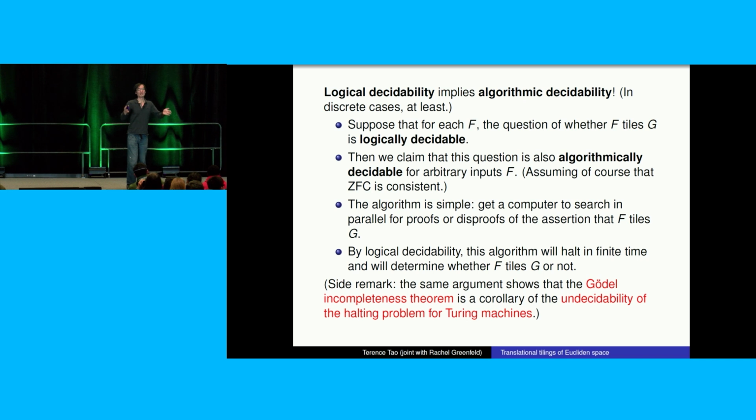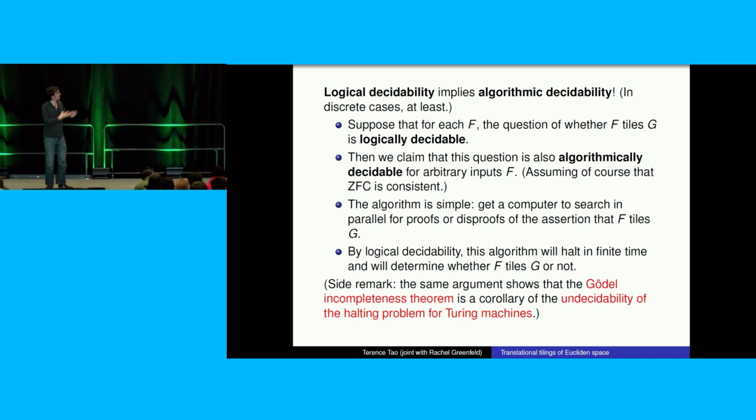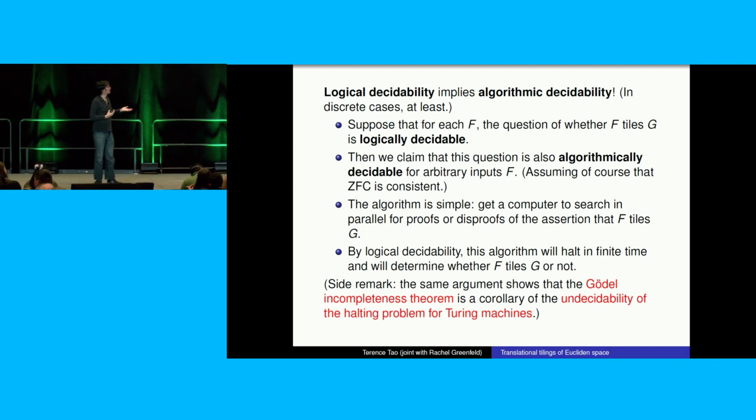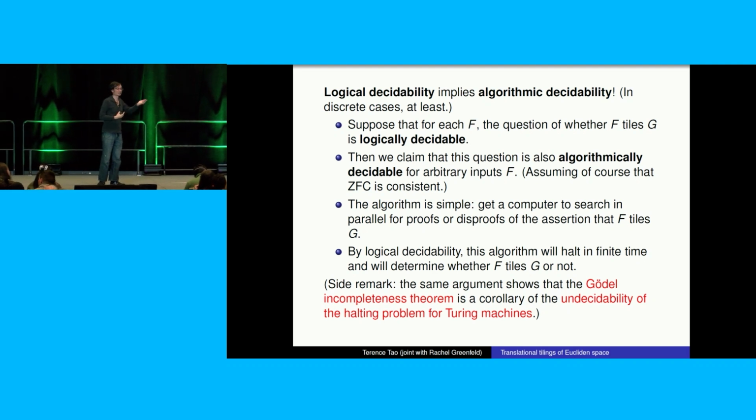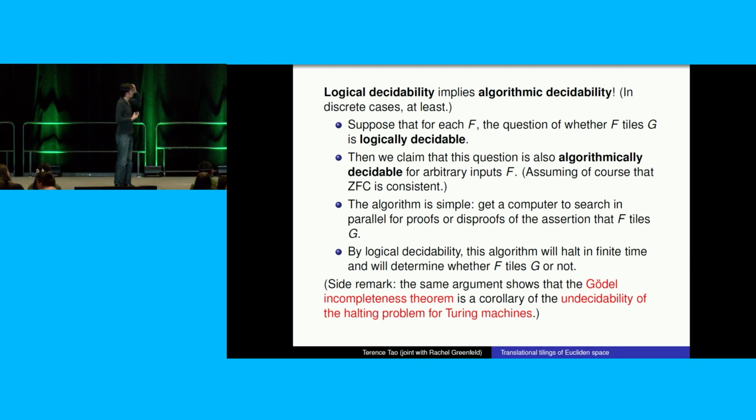This is not an algorithm you'd ever implement. This is a horrible algorithm performance-wise, but it is an algorithm that will terminate in finite time if you have logical decidability. And so this tells you that anything which is logically decidable is also algorithmically decidable, assuming your theory is consistent. Just a side note, it also gives you probably the shortest proof of the Gödel incompleteness theorem. Okay, so the Gödel incompleteness theorem says that there exist systems that are logically undecidable, and that's a corollary of the fact that there exist problems that are algorithmically undecidable by this argument.